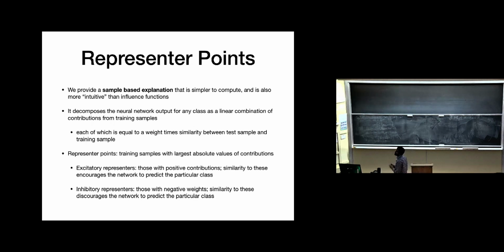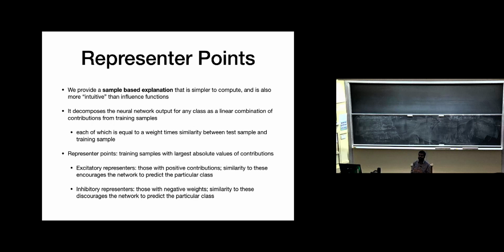So the positive contributions, or rather the training data points that make the positive contributions, I'm going to call them excitatory representers. In some sense, what they do is that they encourage the model to make a prediction for a particular class. All of these are with respect to one particular class. Even if you have a multi-class prediction problem where, let's say, I have 1,000 animals, I'm going to focus on the prediction of one particular class, let's say dog. And then I can talk about excitatory representers, which would encourage the network to predict a dog.